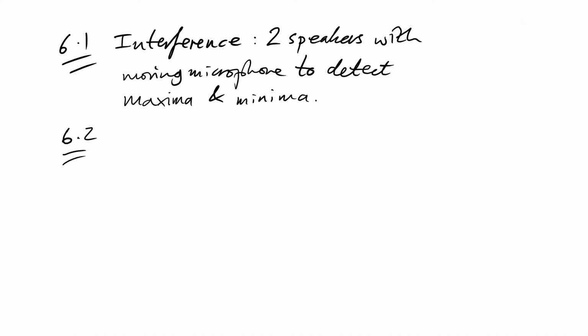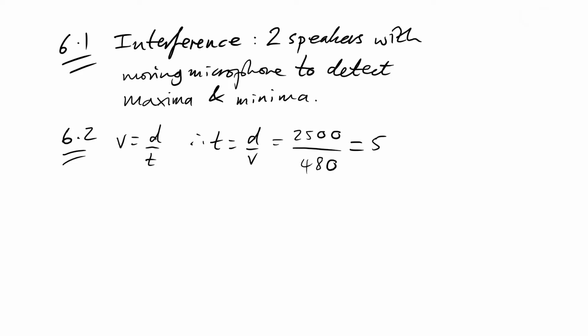So we're being asked to find the time between seeing the flash and hearing the bang. We know that speed is equal to distance over time. Therefore, the time is going to be equal to distance divided by speed, just swapping those two round. And so that's our 2,500 meters divided by the value of 480 meters per second. And that gives us 5.2 seconds. Do we need to calculate how long it takes for the flash to reach them? Probably not, because it's going to be very, very, very small.